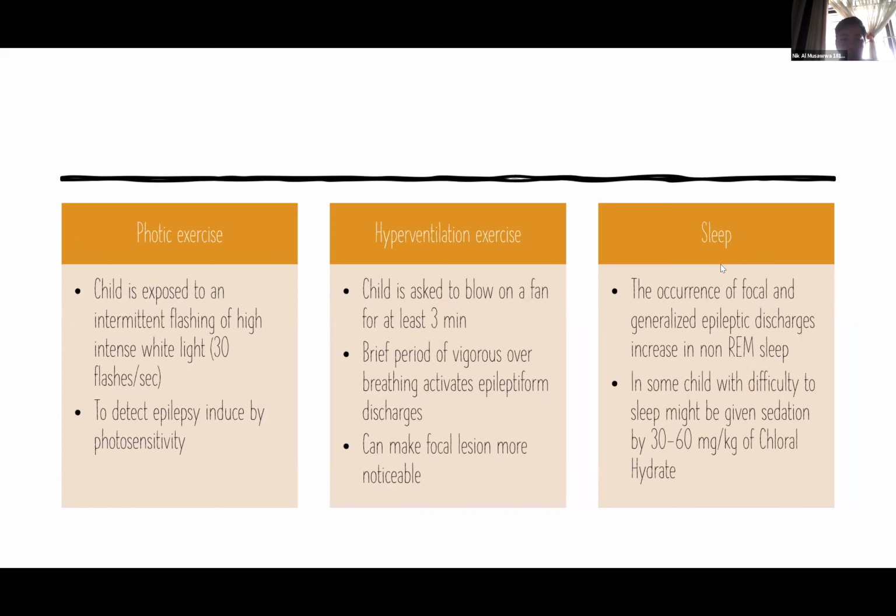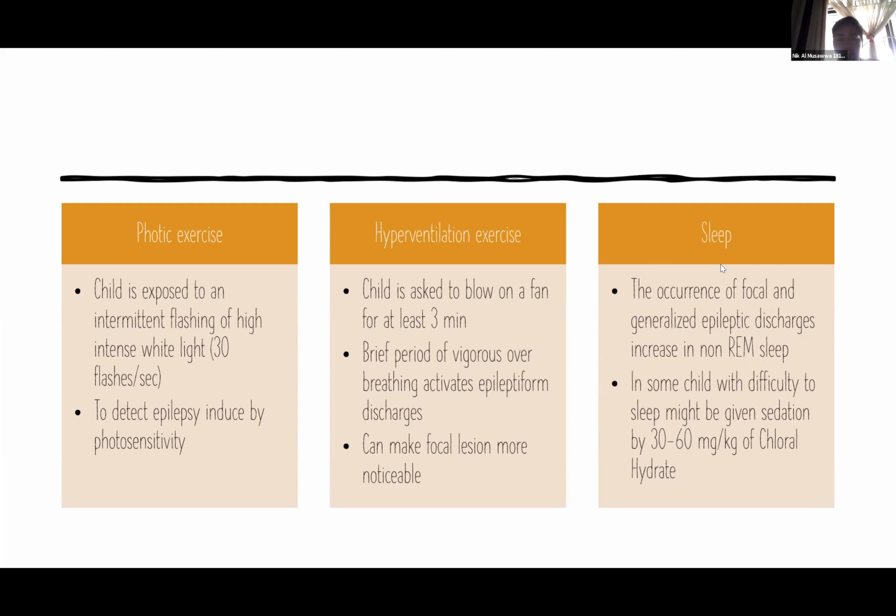Then there are several activation exercises we do during the EEG. First is the photic stimulation, in which the child is exposed to an intermittent flashing of high intensity white light at the rate of 30 flashes per second. This is used to detect epilepsy induced by photosensitivity.